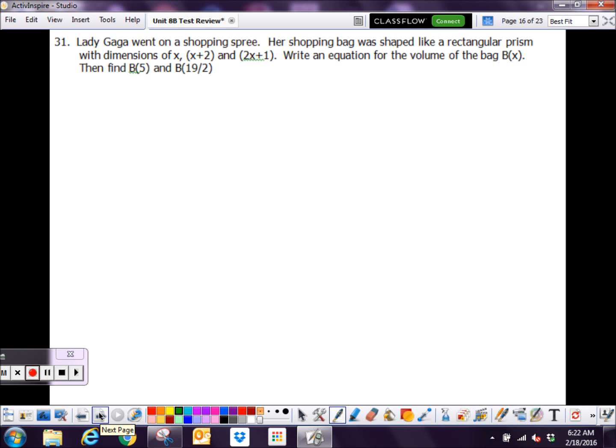31, Lady Gaga went on a shopping spree. Her shopping bag was shaped like a rectangular prism with dimensions of x, x plus 2, and 2x plus 1. Write an equation for the volume of the bag, then find B of 5 and B of 19 over 2. Okay, a lot of y'all missed this on the last test because you're not multiplying properly. Okay, so volume, length times width times height. So our volume here is going to be x times x plus 2 times 2x plus 1.